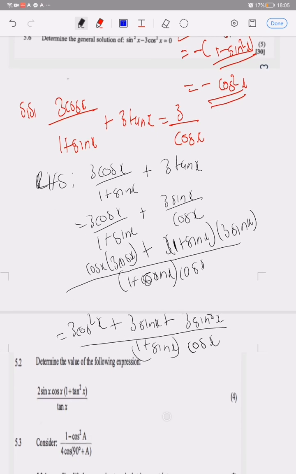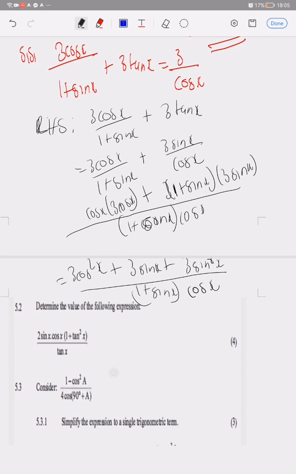All right, okay. So space is running out. But yeah, it's not a big problem. So what can we do here?